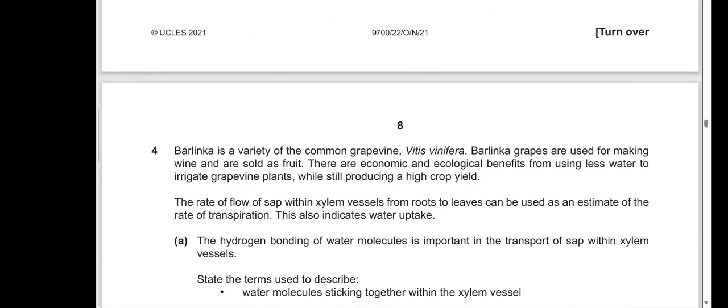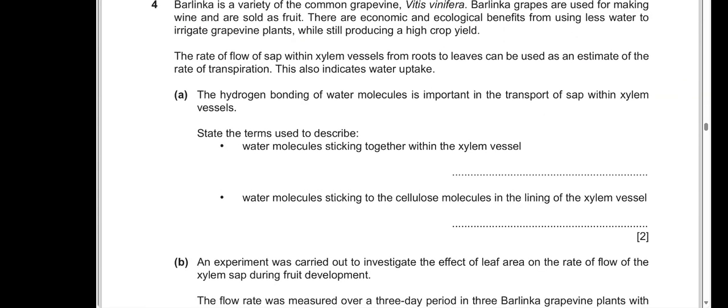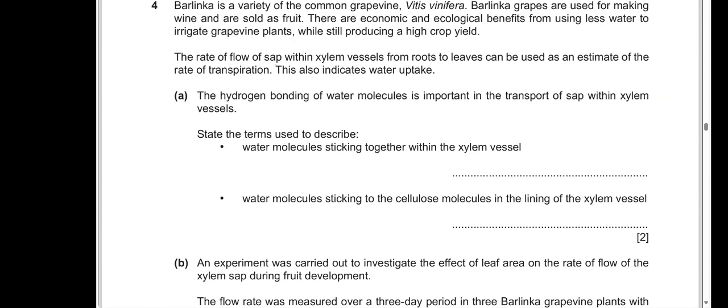Okay, so moving on to question number 4. Barlinka is a variety of the common grapevine, Vitis vinifera. Barlinka grapes are used for making wine and are sold as fruit. There are economic and ecological benefits from using less water to irrigate grapevine plants while still producing a high crop yield. The rate of flow of sap within xylem vessels from roots to leaves can be used as an estimate of the rate of transpiration. This also indicates water uptake.